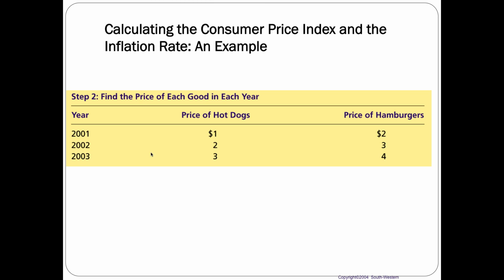Now we're going to find the price of each good in a year. So 2001, you had $1 for the hot dogs, $2 for the hamburgers. 2002, $2 for the hot dogs, $3 for the hamburgers, and so forth.